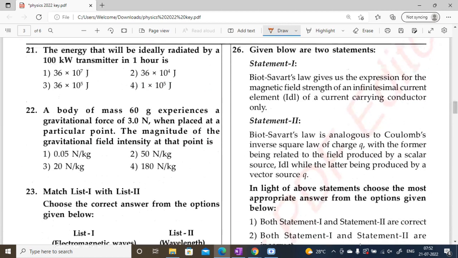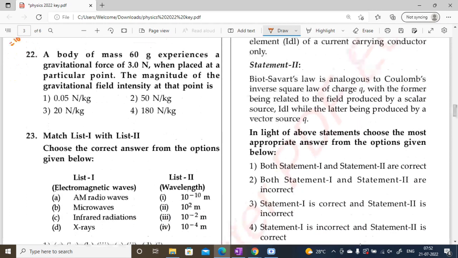Next, the energy that will be ideally radiated by a 100 kilowatt transmitter in 1 hour. We know the power is given by energy divided by time, and energy is given by power multiplied with time. A simple relation. We have the power to be 100 into 10 power 3, and the time is 1 hour. Since the answer is in joule, we have to convert that 1 hour into seconds, 3600 seconds. On solving, you will get the answer 36 into 10 power 7. See how direct it is. The only thing is, you would have not found the time.